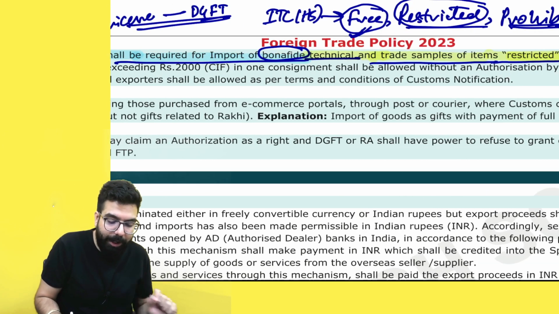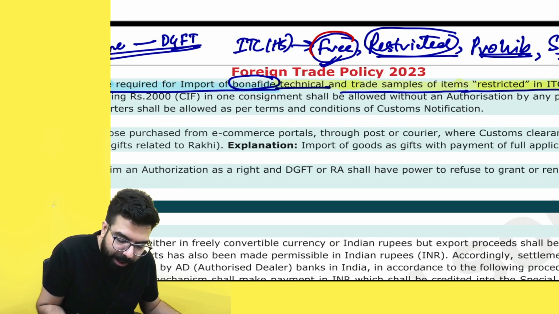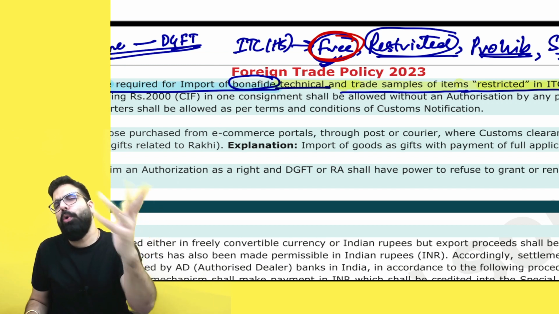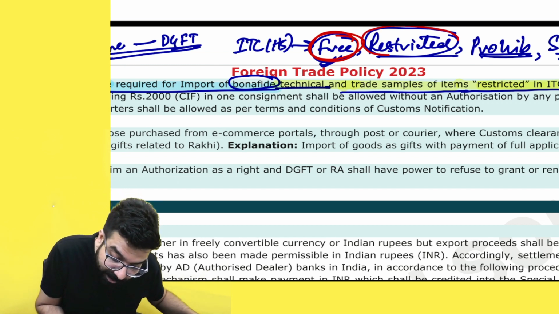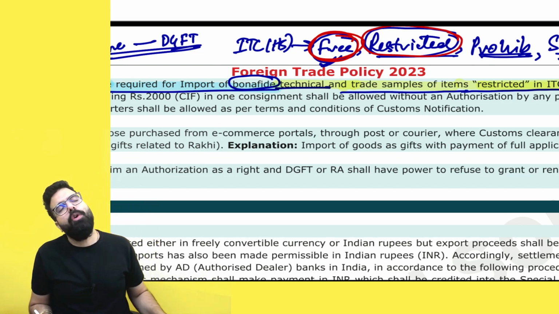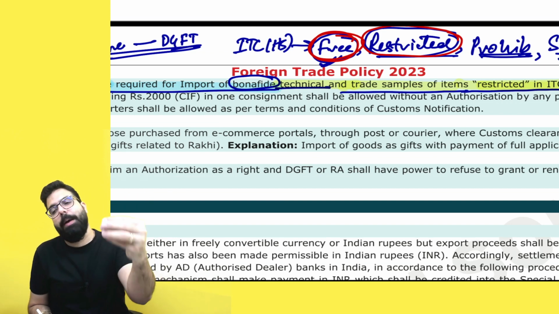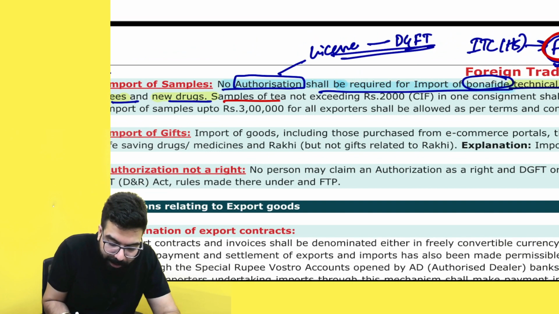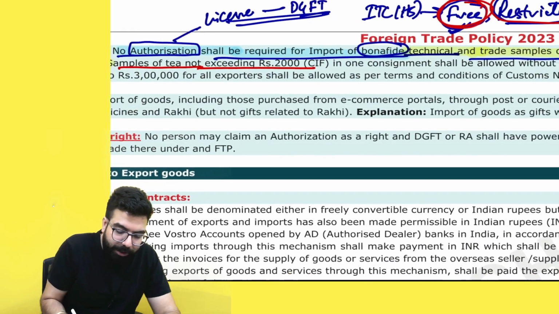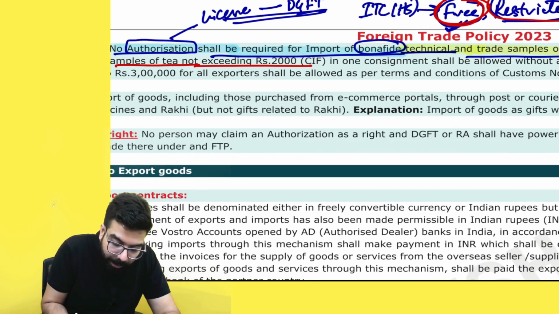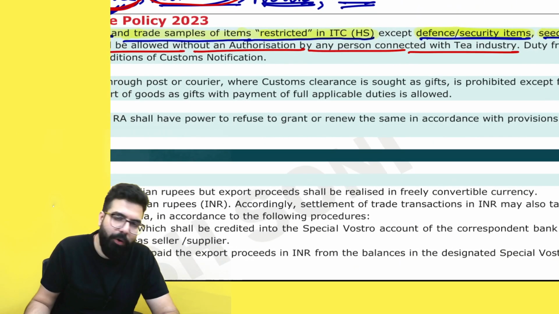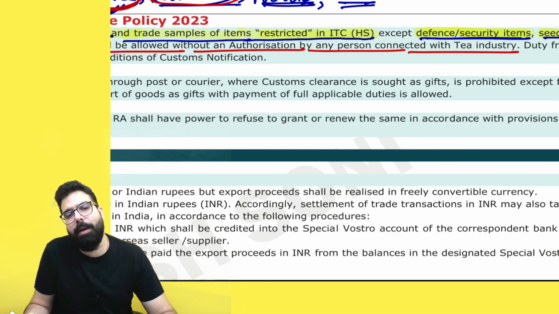Now they are going ahead and telling, even though an item is a freely importable item, its sample you can import, no tension. Even though an item is restricted, they are going ahead and telling you don't need a license, you can import samples without any license. That is what they are telling. Samples of tea not exceeding 2000 CIF in one consignment shall be allowed without an authorization by any person connected with the tea industry. If you are a person with the tea industry, how much sample you can import?